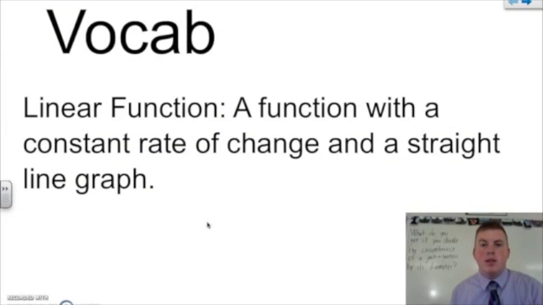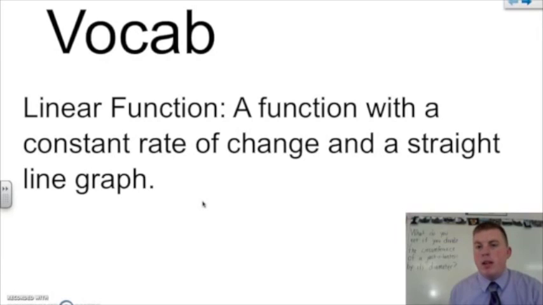We're going to start off with just a little vocabulary. We only have one word to add to our glossary today, and that is linear function. We've talked a lot about linear functions in both 2A and 2B, and now as we've begun 2C into it as well. But we wanted to make sure that we took the time and gave you guys a formal definition for this. So a linear function is a function with a constant rate of change and a straight line graph.